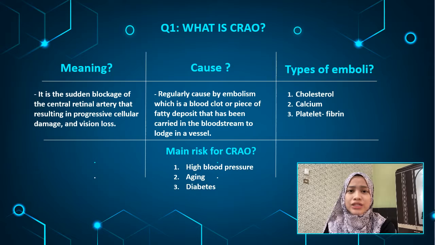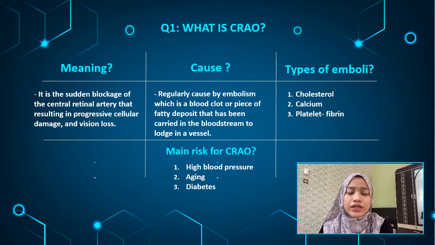So, what is actually central retinal artery occlusion or CRAO? Central retinal artery occlusion, or CRAO, is the sudden blockage of the central retinal artery resulting in retinal hypoperfusion, progressive cellular damage, and vision loss. It causes sudden, painless, unilateral, and usually severe vision loss. And embolism is the most common cause for CRAO.